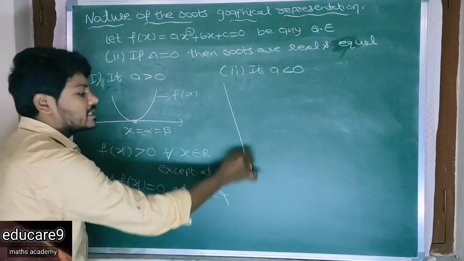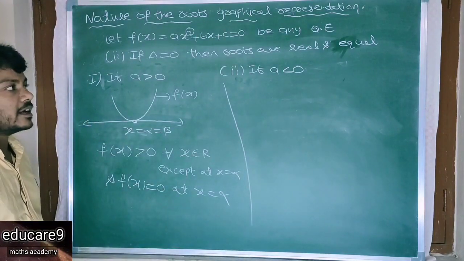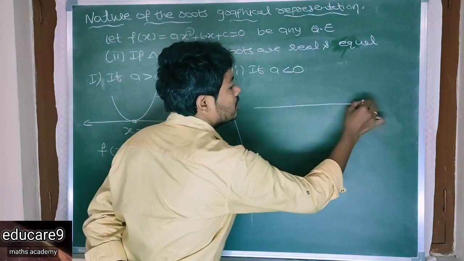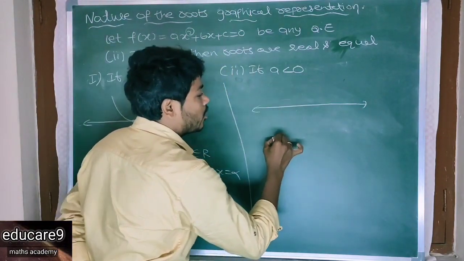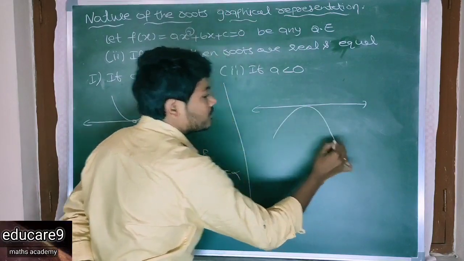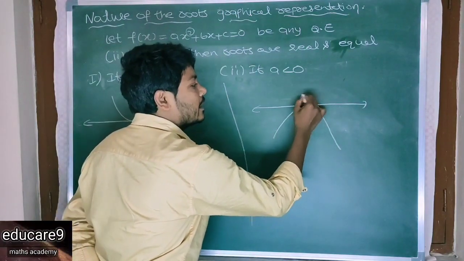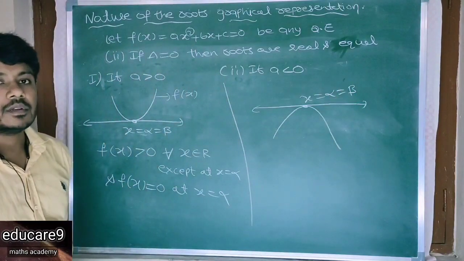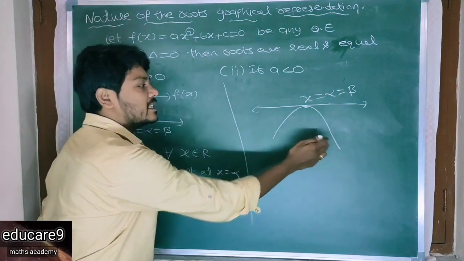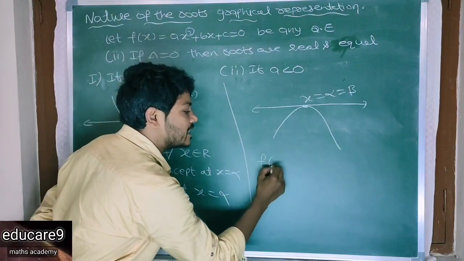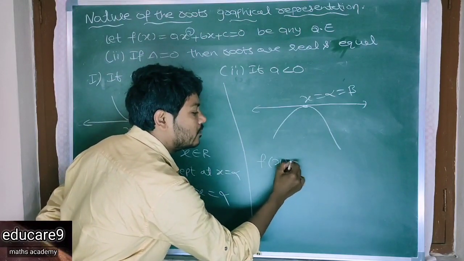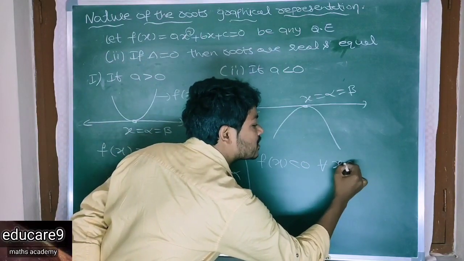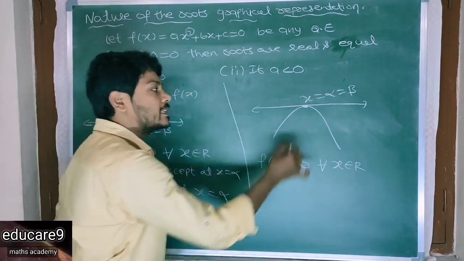So here if a is less than 0, in that case the given graph represents a downward parabola. So that parabola is like this. This is x equal to alpha equal to beta. So here f of x is negative for all x belongs to R, but except at this point.